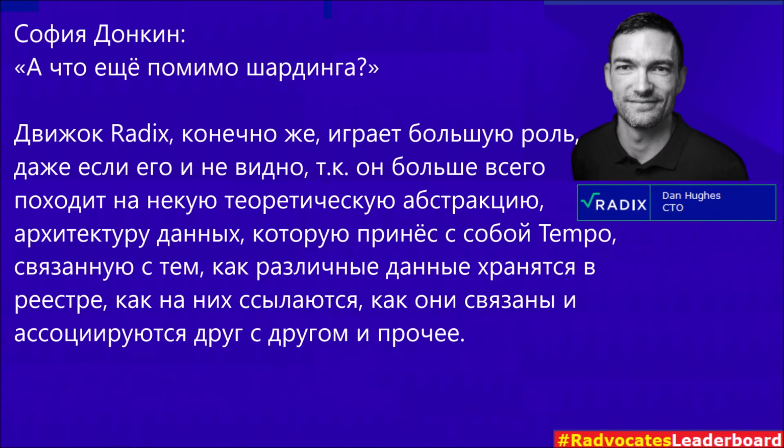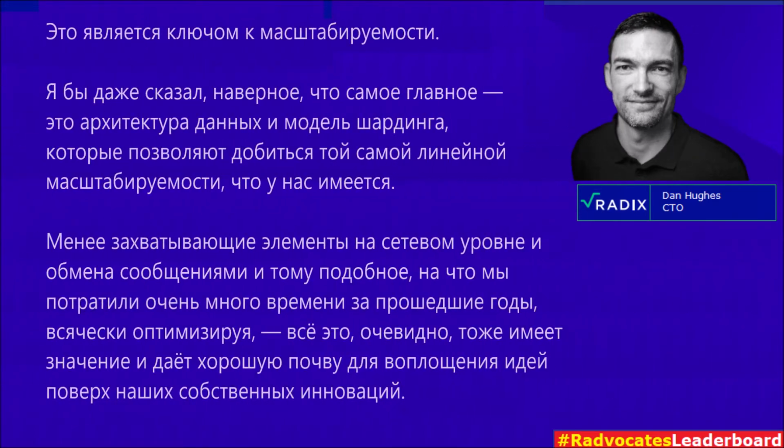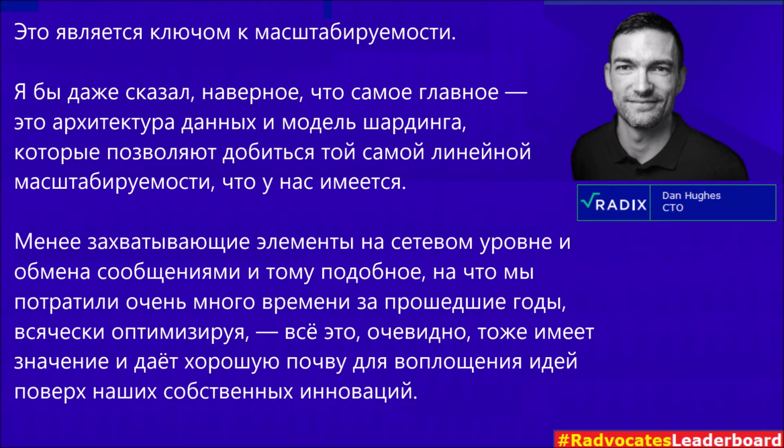Other than sharding, what else is? So the Radix engine, of course, plays a big part, even though it's not seen and it's not really a thing. It's more of a theoretical, abstract thing. All the data architecture that Tempo brought along, all that stuff on how things are stored to the ledger, how things are referenced, how things associate with each other. That's very key to being able to do this. I would say probably the most important thing is the data architecture and the sharding model that allows you to get to this linear scalability, because without them, you just couldn't do it.